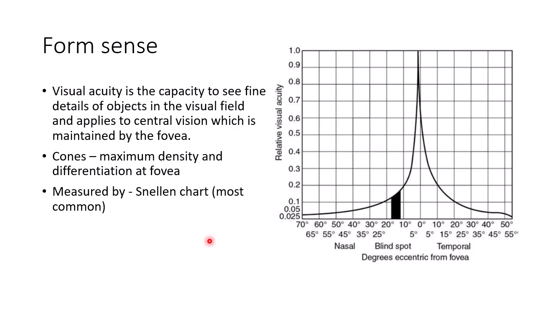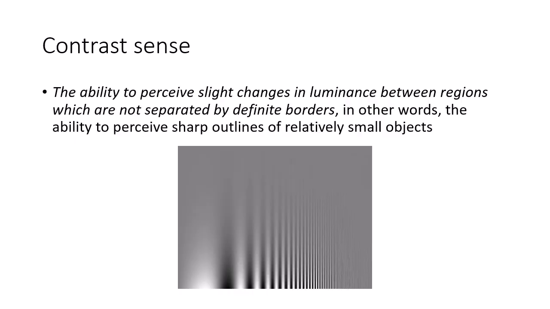So this is about the form sense. Obviously, when we are focusing on a particular object, for example a flower, the image of that flower has to fall on the fovea, the point of maximum resolution or acuity.